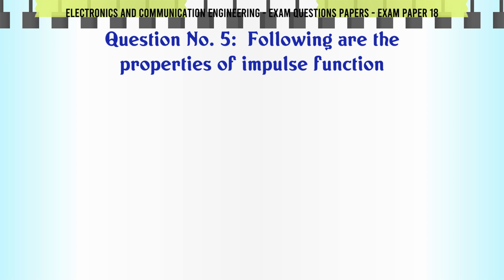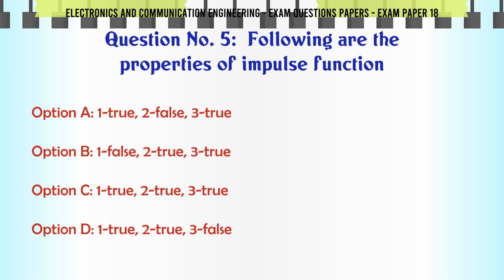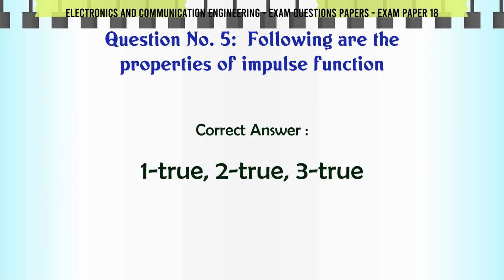Following are the properties of impulse function. A. 1 true 2 false 3 true, B. 1 false 2 true 3 true, C. 1 true 2 true 3 true, D. 1 true 2 true 3 false. The correct answer is 1 true 2 true 3 true.